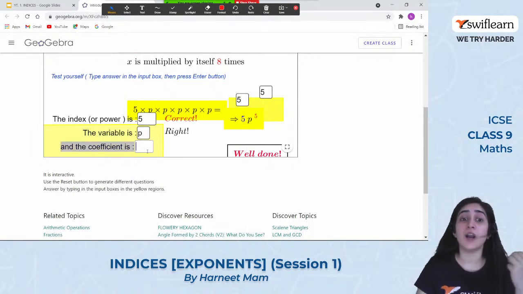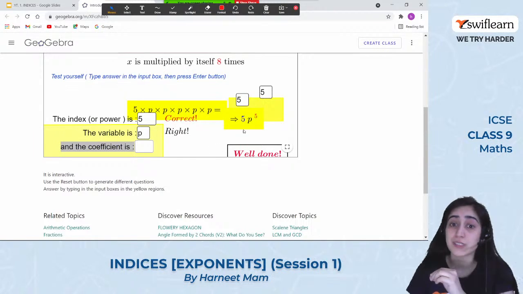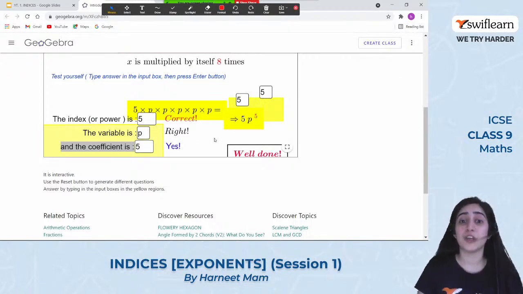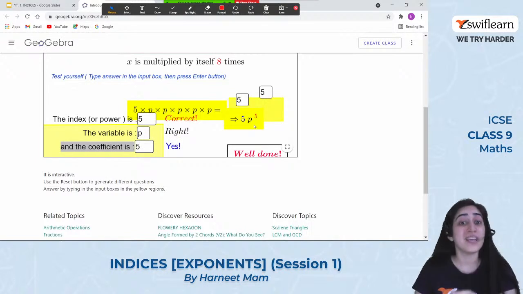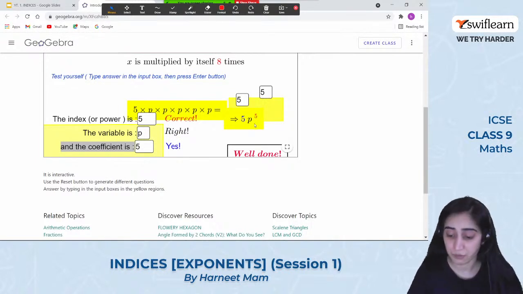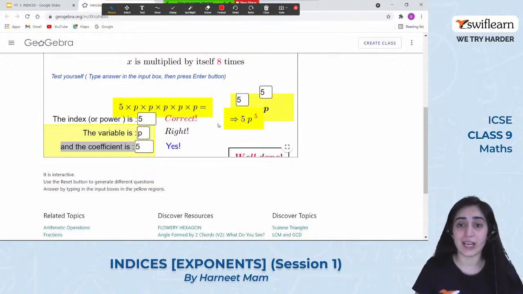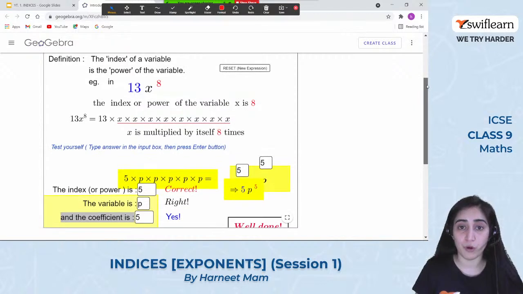And what is a coefficient? Coefficient क्या होता है जो उसके आगे लिखा हुआ है? Can you see what's written in front? The coefficient here is, what is that, guys? Yes, it's 5. Very good. So we got that 5 is a coefficient, p is a variable, and 5 is the index or the power that we are talking about. Clear, guys? Okay. So that's it. And we can move on to the next one.